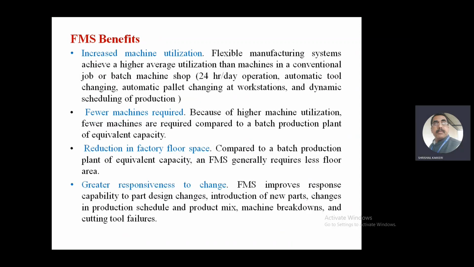And now, very generally, with controlled thinking, try to write the benefits of FMS. Machine utilization will be increased, correct? The utilization of the machine, that means the non-working time of the machine, will be lesser. How will the utilization of the machine be maximum? Please don't look at the board, look at me and tell.